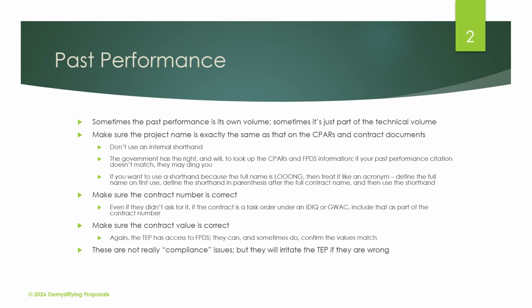When you put in your past performance citations, make sure that the project name is exactly the same as that on the CPARs and the contracts documents. Often you have an internal shorthand for what you call a project, and that may be what the authors use. But when the proposal is built, you want to make sure that you use exactly the same language as the government will be expecting to see.